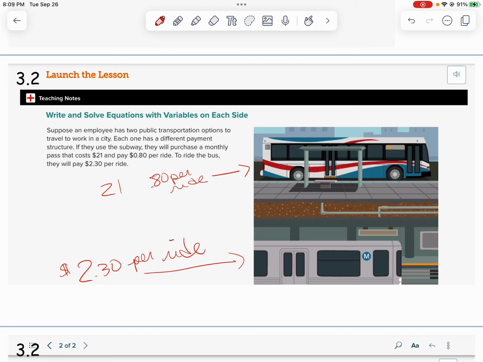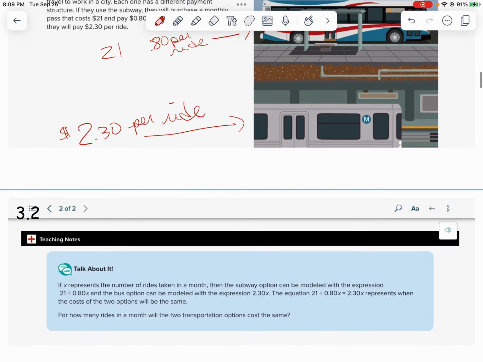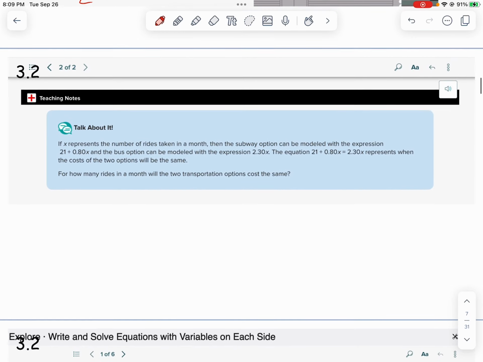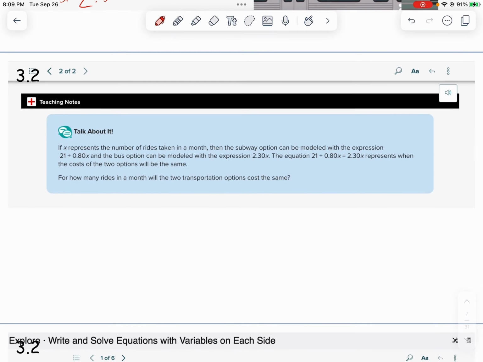Which one do you think is going to be the better one to ride? I don't know. Let's talk about it. If x represents the number of rides taken in a month, so we're doing it in a month, then the subway option can be modeled with this expression. They already gave you the expression, and the bus option can be modeled with this one.